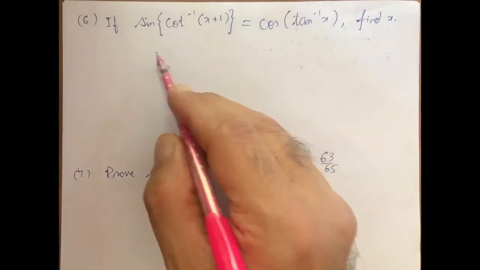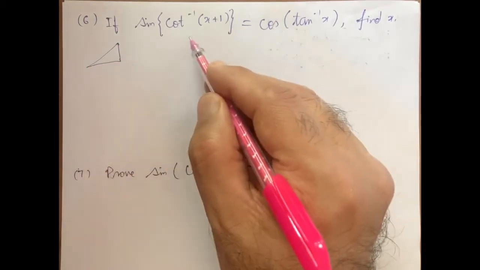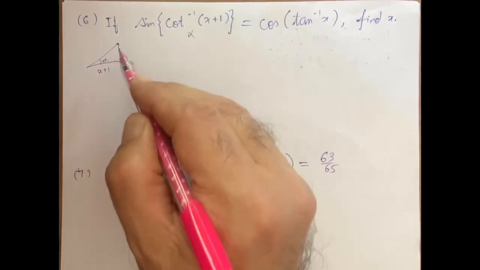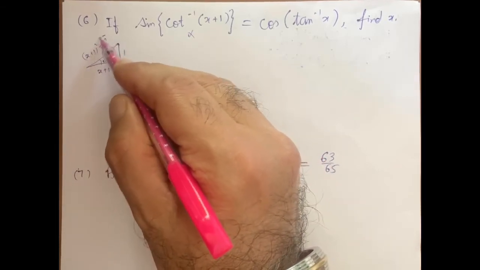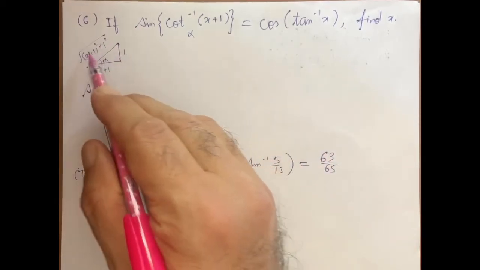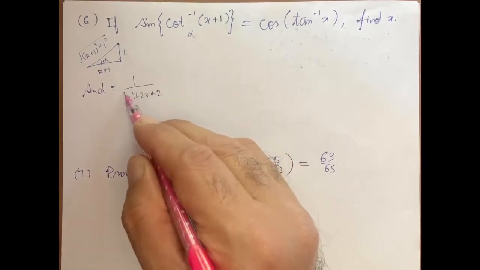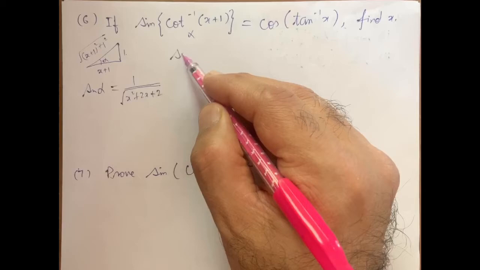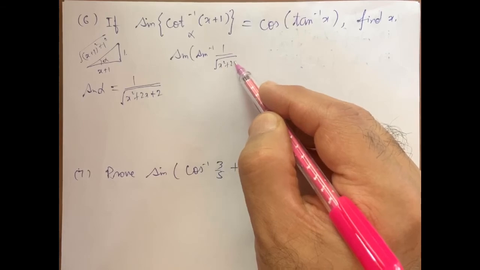Given this is equal to this. This is cot inverse of x plus 1. So let's say this is alpha. So this means cot of alpha is x plus 1 upon 1. And what will be this side? It's root of x plus 1 whole square plus 1 square. And what is sine of alpha here? Sine of alpha is 1 upon this thing. Is 1 upon root of x square plus 2x plus 1 plus 1, this is 2. So this can be written as sine inverse of 1 upon root of x square plus 2x plus 2.